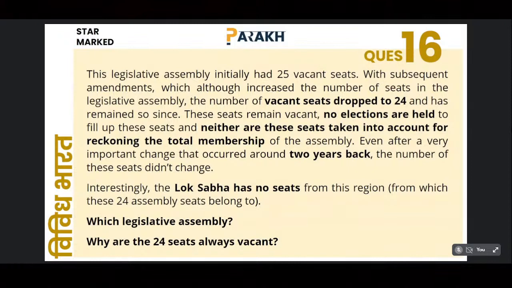So question number 16 is, this legislative assembly initially had 25 vacant seats, with subsequent amendments which, although increasing the number of seats in the legislative assembly, the number of vacant seats dropped to 24 and has remained so since. These seats remained vacant, no elections are held to fill up these seats and neither are these seats taken into account for reckoning the total membership of the assembly.